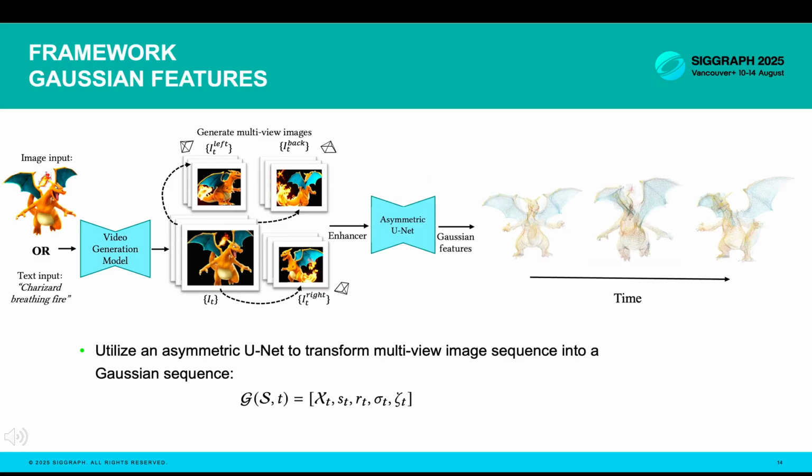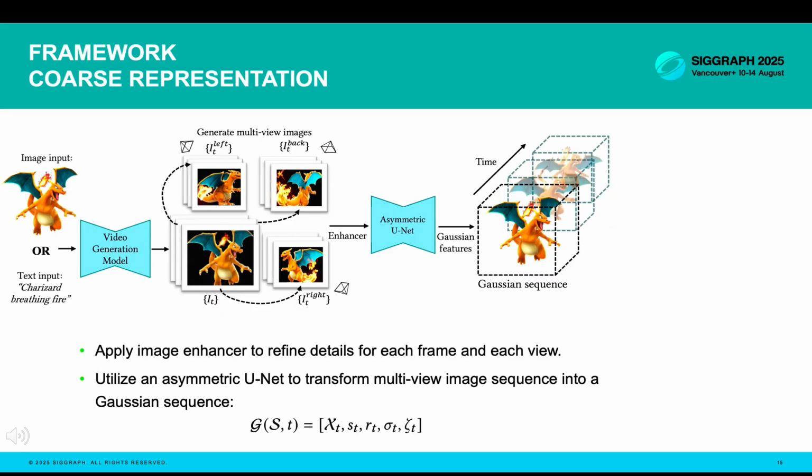The third step involves converting the multi-view image sequence into a sequence of Gaussians. This is done using an asymmetric U-net, which transforms the image inputs into a stack of Gaussians representing a coarse 4D structure. To summarize, we first enhance each frame and each view using an image enhancer to recover fine details.